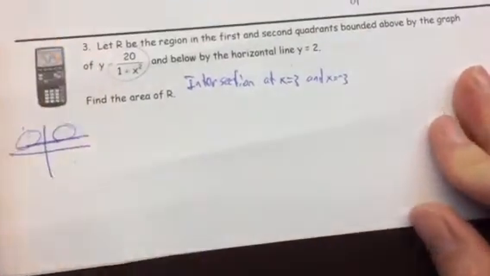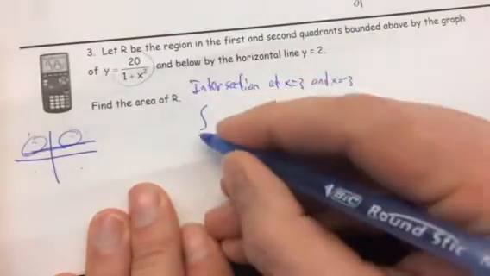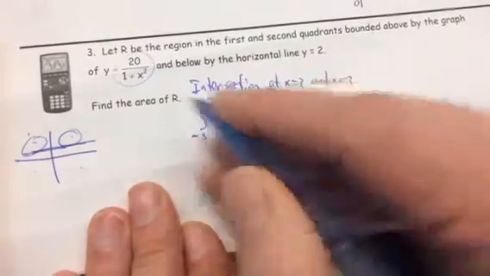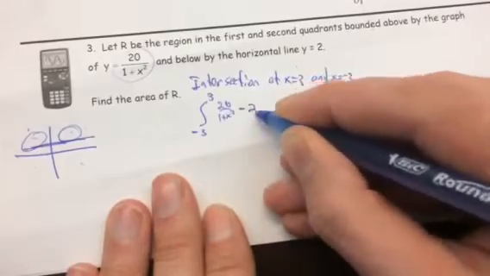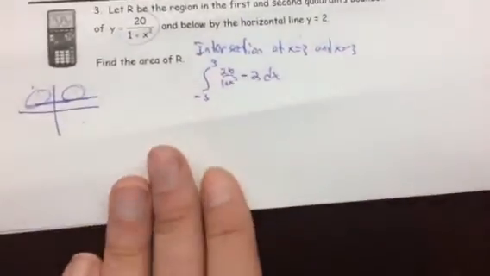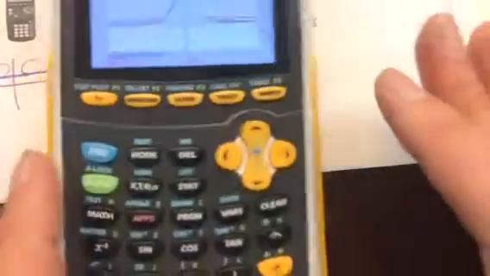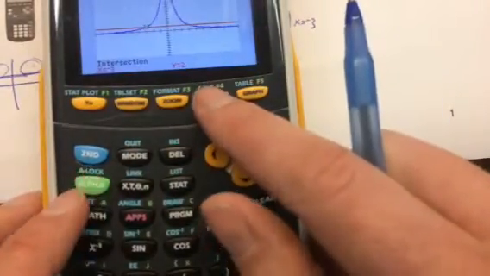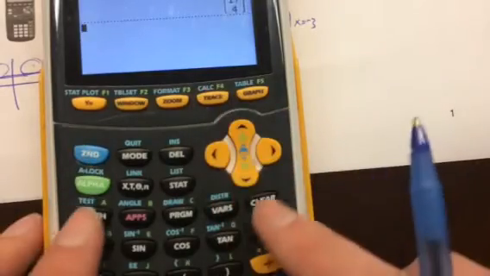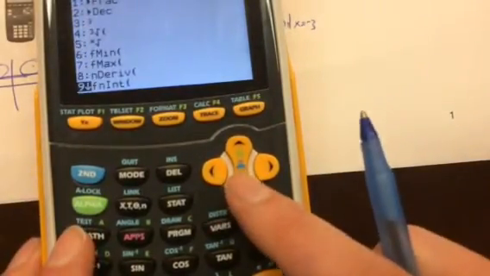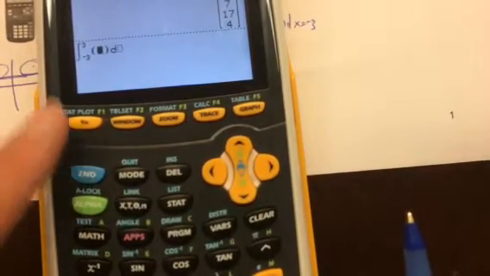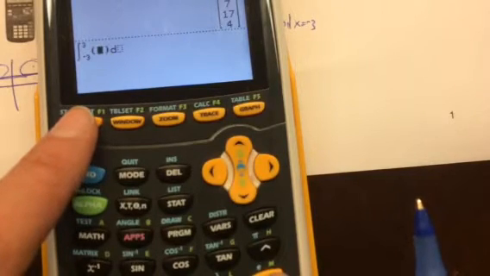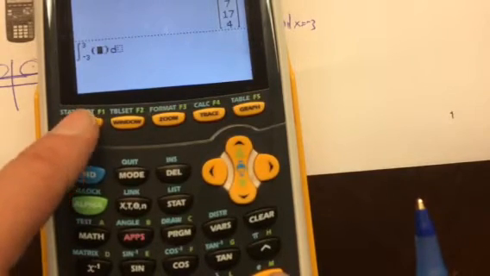Because of those intersections, this is the integral from negative 3 to 3 of the top one, which is 20 over 1 plus x squared, minus the bottom one, which is 2. That is our integral, and so we just type it in the calculator. You can actually type it in on this screen too, but I'm going to go back to the main screen to make sure we know how to do it. It's math, integral from negative 3 to 3, so we had to find that from the intersections. And you don't actually have to retype the equations because they're already in y equals.